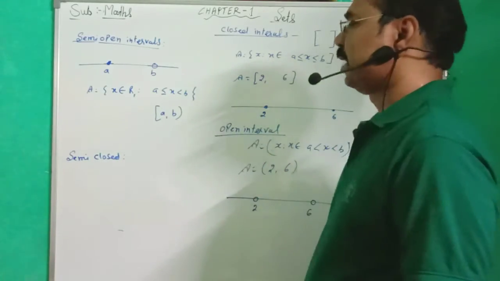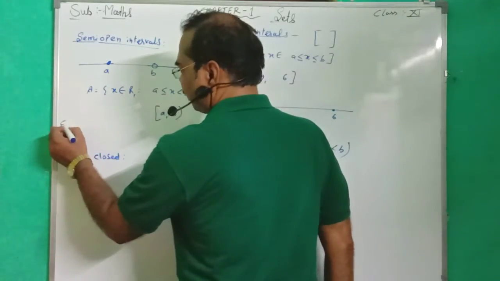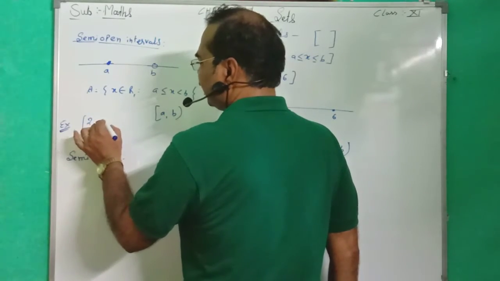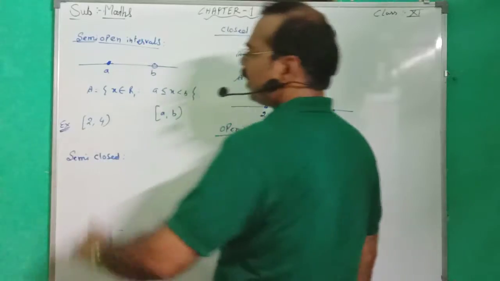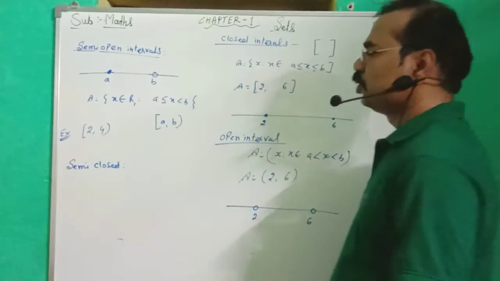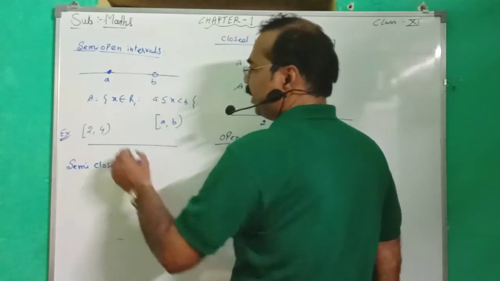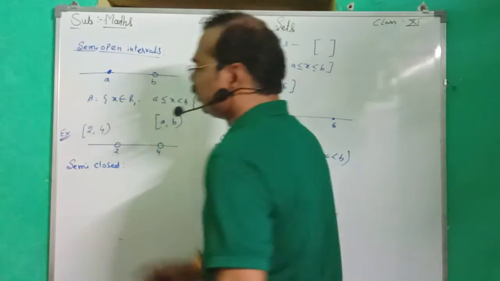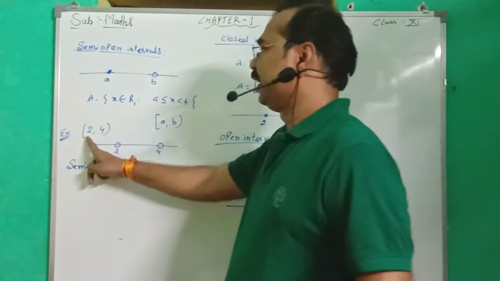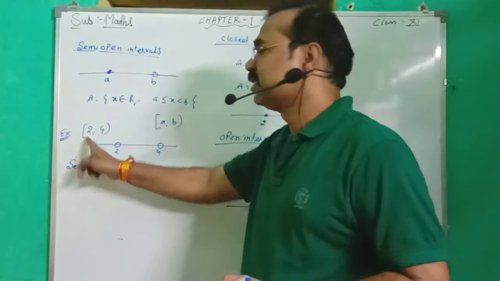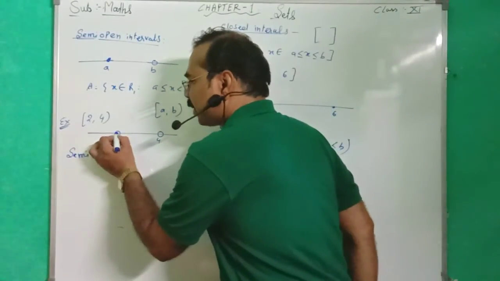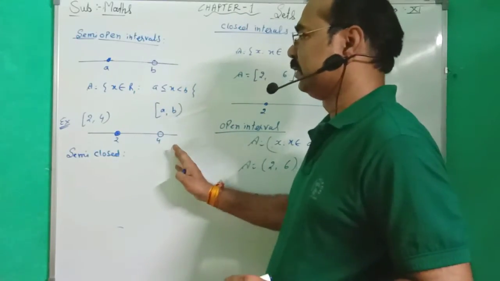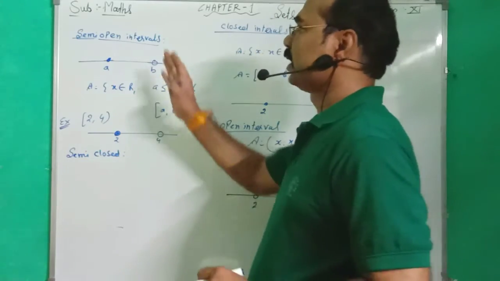Now take an example. The semi-open interval is represented in the form of 2 and 4. What is the meaning of that semi-open interval? Suppose you take a number line with 2 and 4. Semi-closed here means the 2 end is closed, so 2 is included and we represent it by a dot. And 4 is not included. So that is called a semi-open interval.